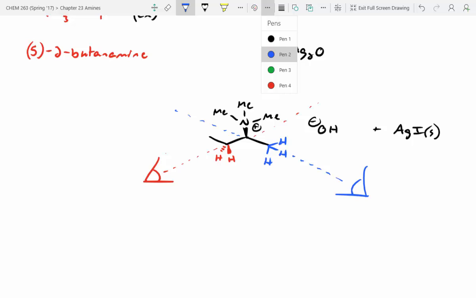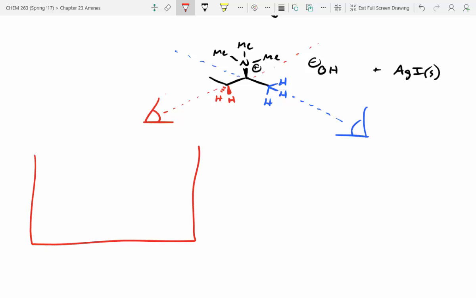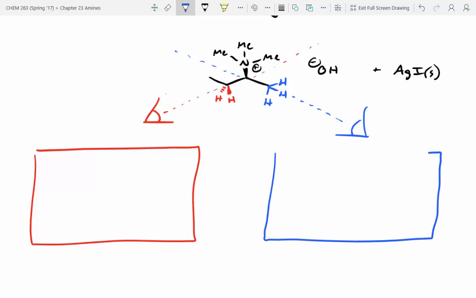and I'll put a red box for the red view and a blue box for the blue view. See if you guys remember how to do these. For a second, I was thinking of positive charge on it. I'm going to do the red one on the left while you guys are working.